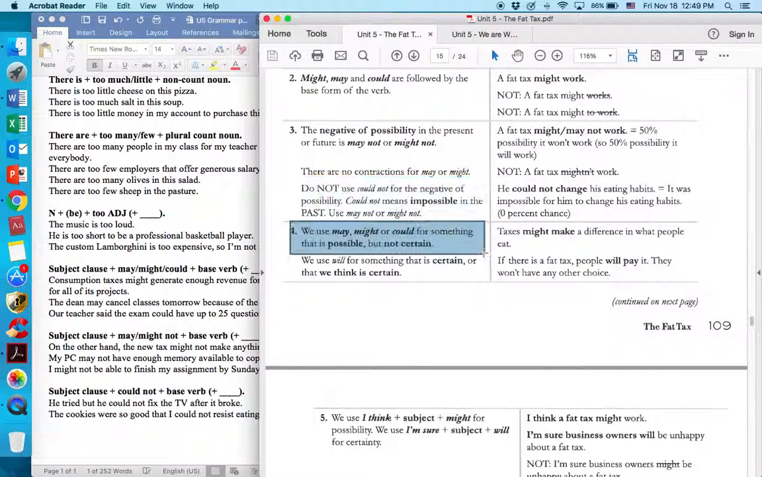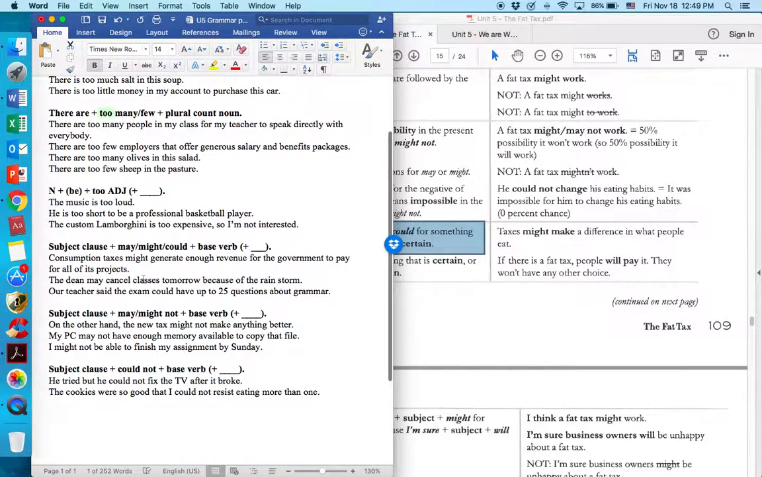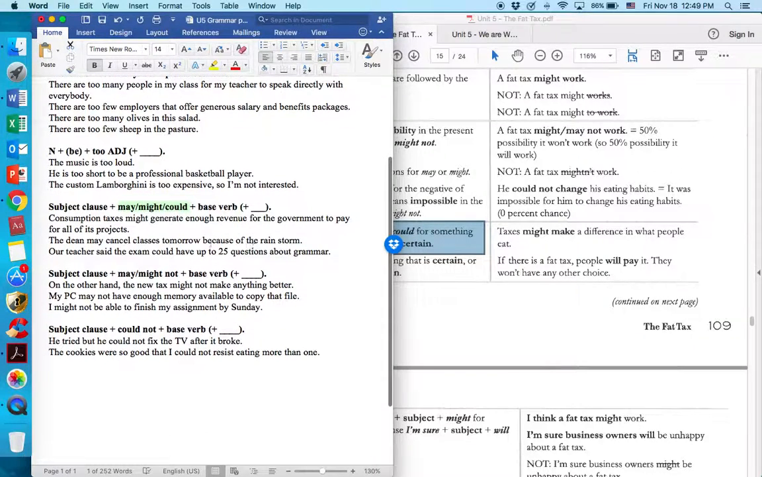Use may, might, or could for something that is possible but not certain, and we'll use will to describe something that is certain or that we think is certain. Look here, subject clause could be more than just a subject, would be a subject clause, plus may, might, could, and then a base verb, and then something else is optional.